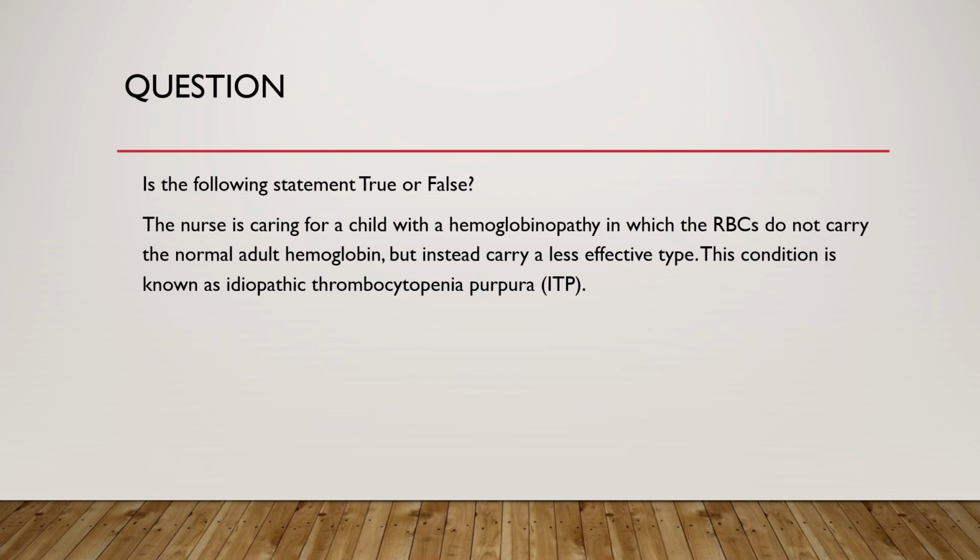So interesting, isn't it? True or false? Nurse care for a child with hemoglobinopathy in which red blood cells do not carry the normal adult hemoglobin but a less effective type is called ITP. Well, no, no, no.